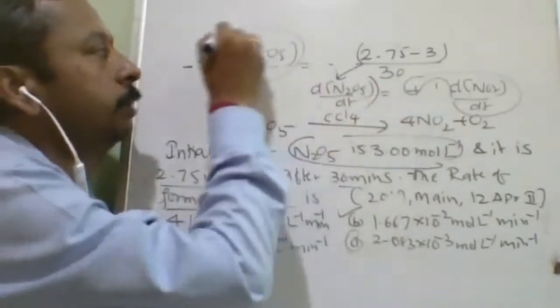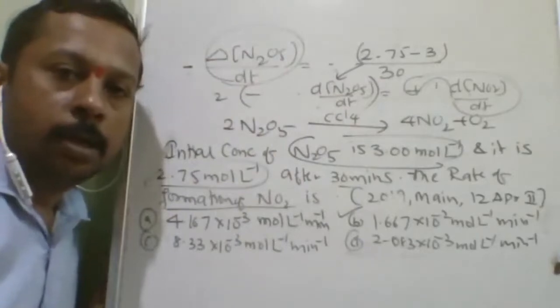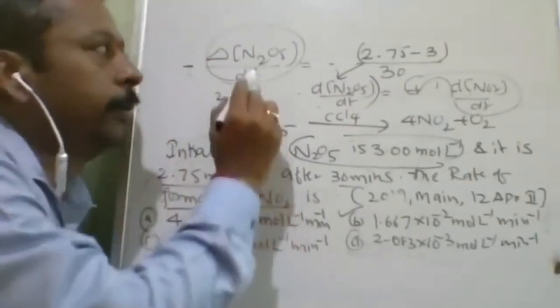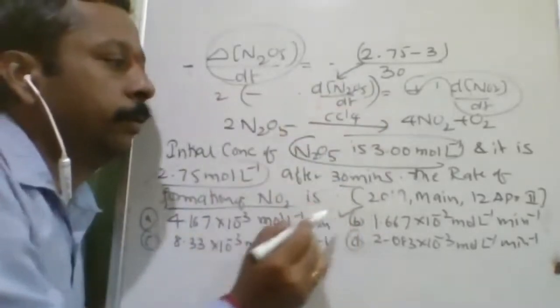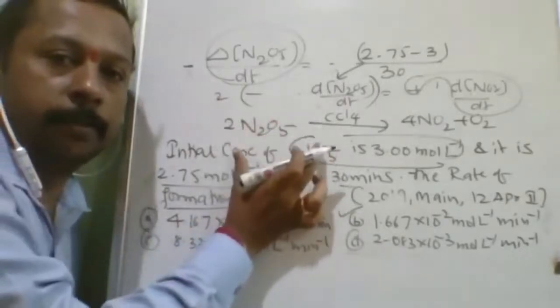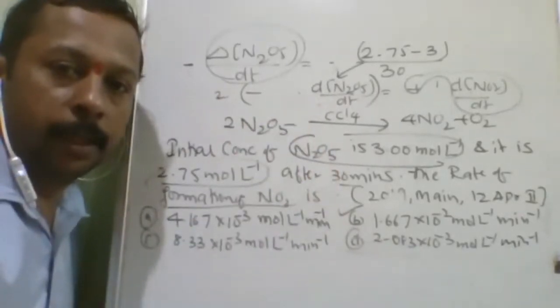But that is not the answer. That is only for N2O5. The rate of decomposition, the disappearance of N2O5, is this much. But we want the rate of formation of NO2. That's why this relation is a must. Okay, so is it understood? So let's try the next question.